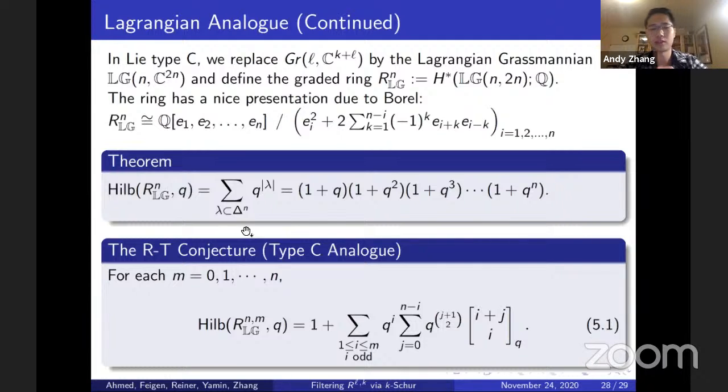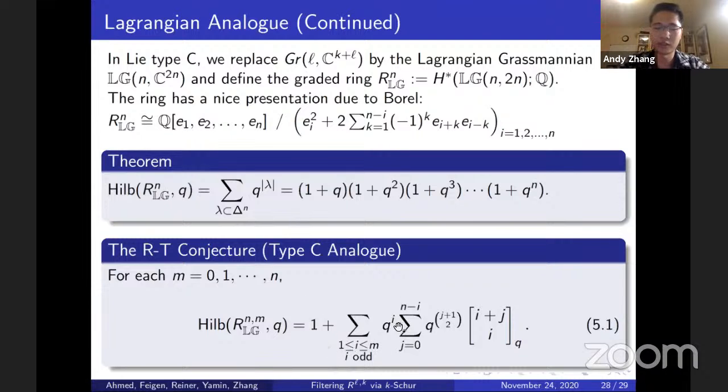And in our research, we observed that there's an analog for the R-T conjecture. If we look at the subalgebra generated by e1 through em, we could define R_{n,m} sub-LG. And the Hilbert series of this turns out to be this rather complicated q-binomial coefficients. And notice the similarity between this expression and the original R-T conjecture.